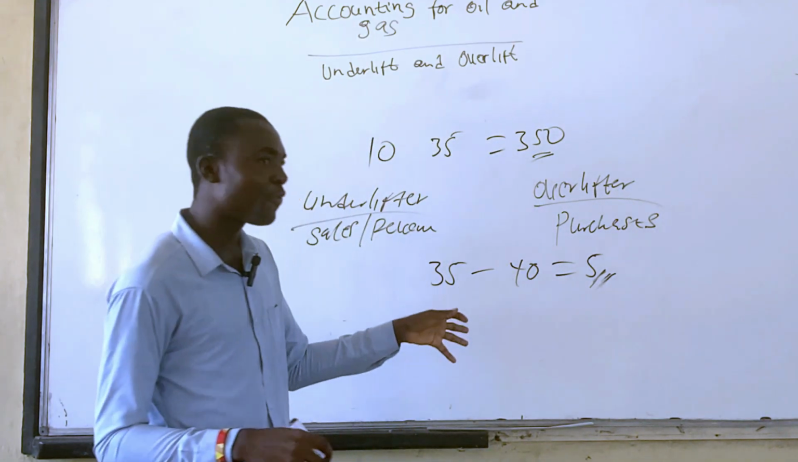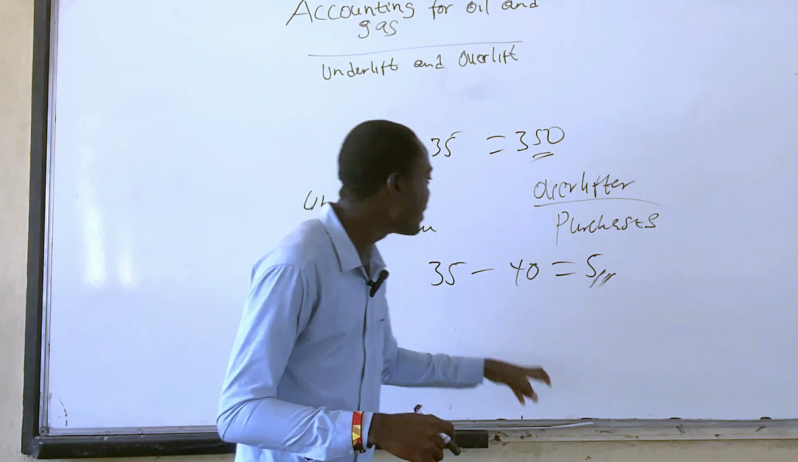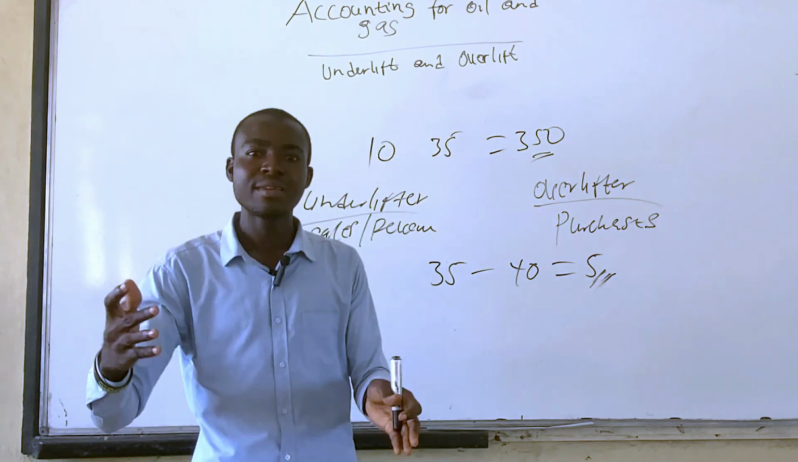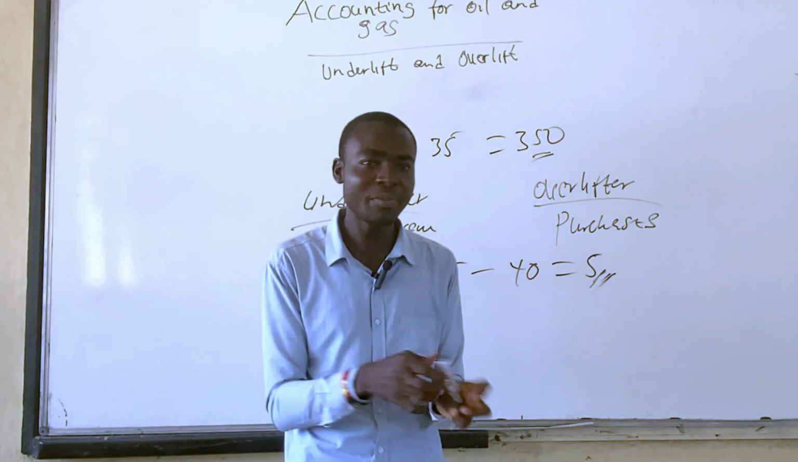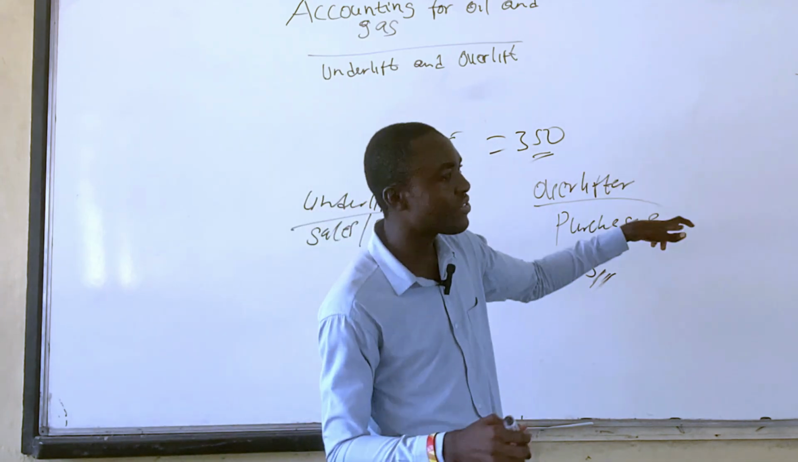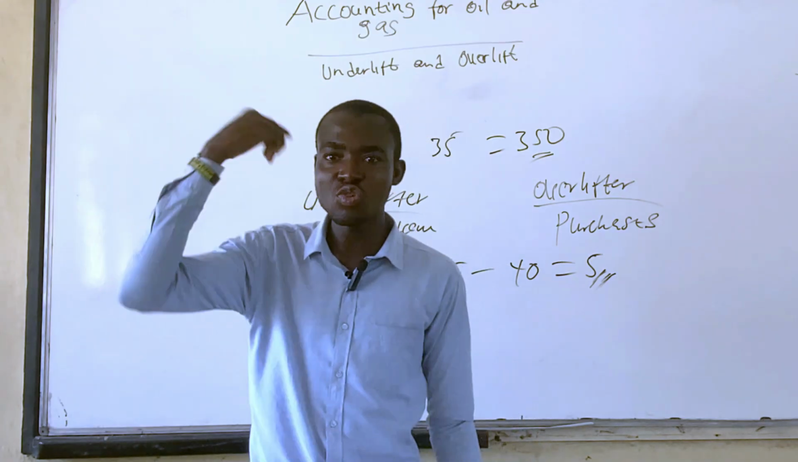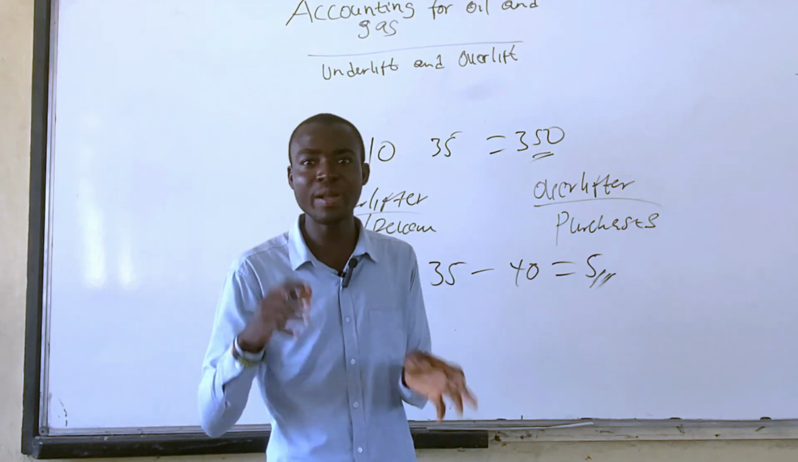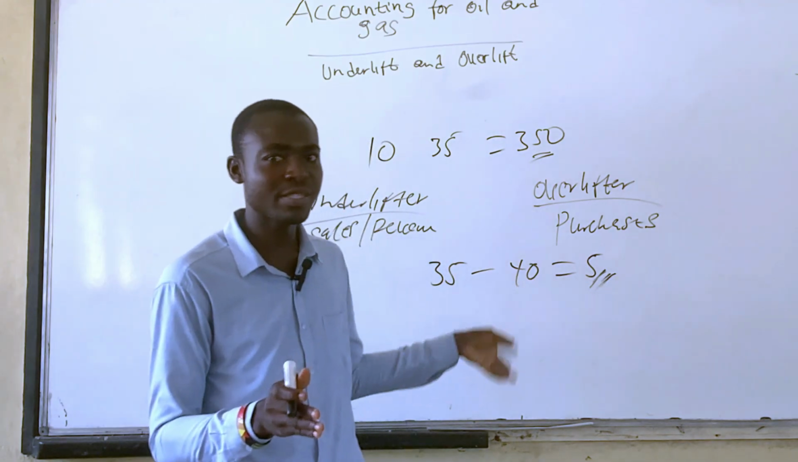So when the overlifter pays the extra money, in the financial statement of the underlifter, it will be recognized as other income. And then in the books of the overlifter, since it is paying extra money, it will be recognized as extra expenses in their income statement.